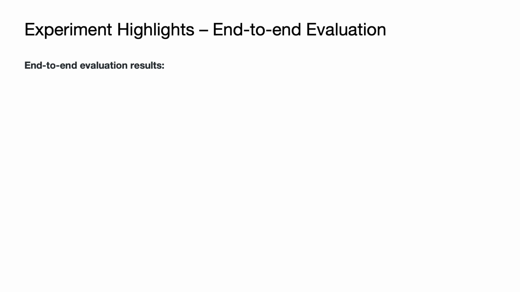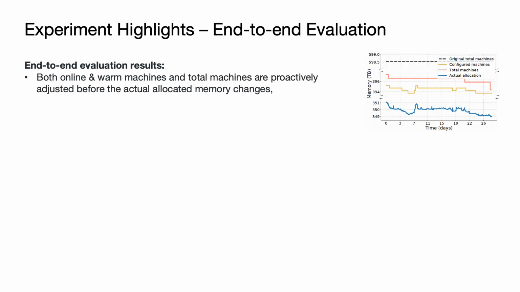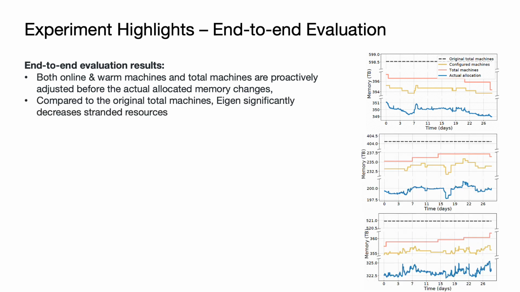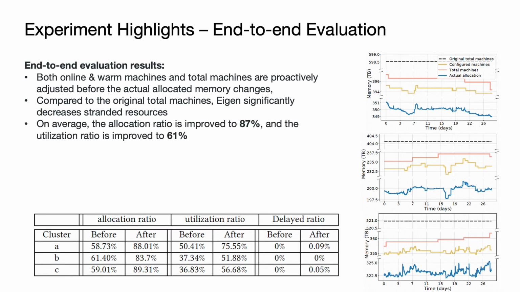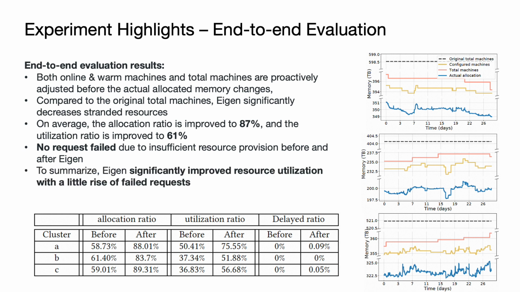Finally, end-to-end evaluation. Both online and warm machines and total machines are proactively adjusted before the actual allocated memory changes. Compared to the original total machines, Eigen significantly decreases stranded resources. On average, the allocation ratio is improved to 87%, and the utilization ratio is improved to 61%. No request failed due to insufficient resource provision before and after Eigen. To summarize, Eigen significantly improved resource allocation with only a little rise of failed requests.